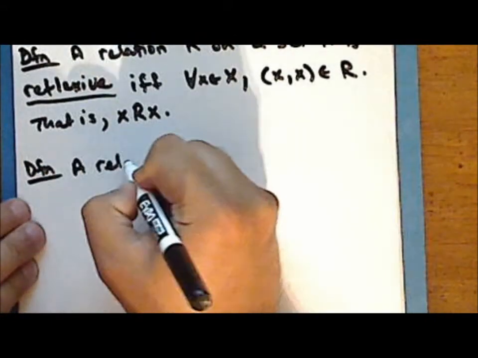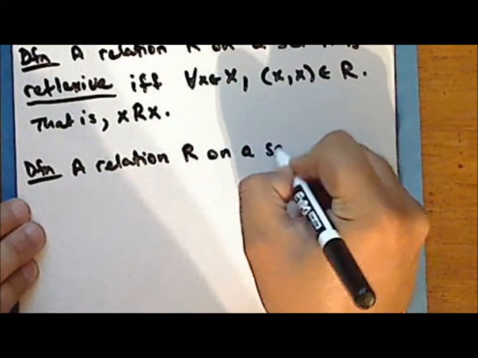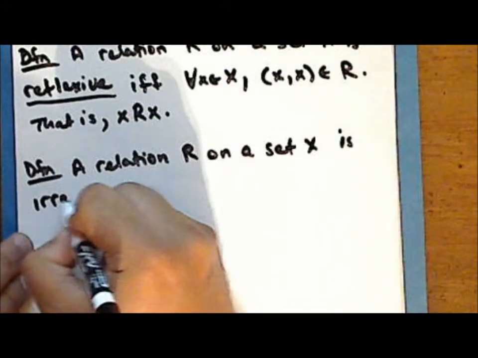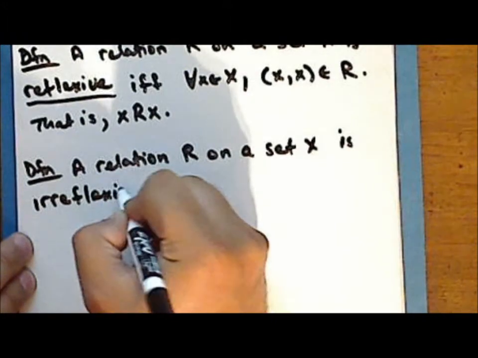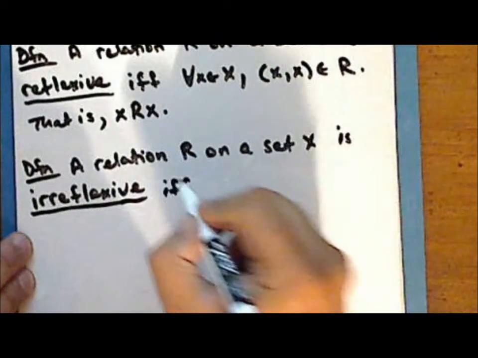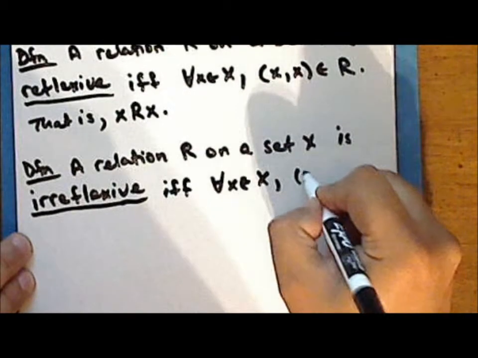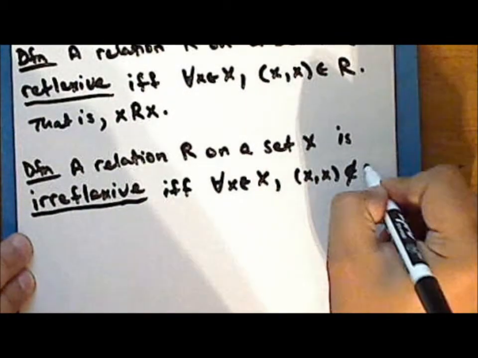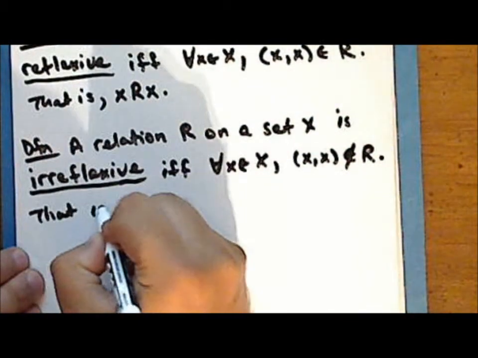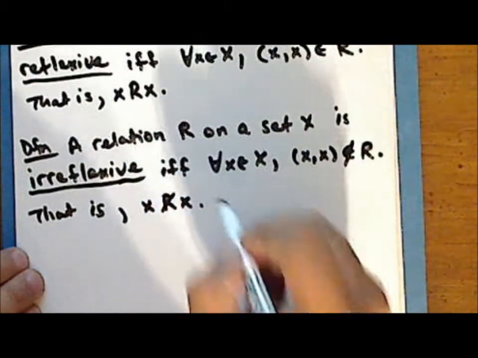A relation R on a set X is irreflexive if and only if, for every element in the set, the ordered pair XX is not in the relation R. That is, the element X is not related to itself.